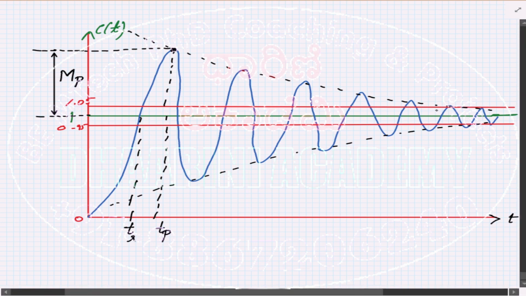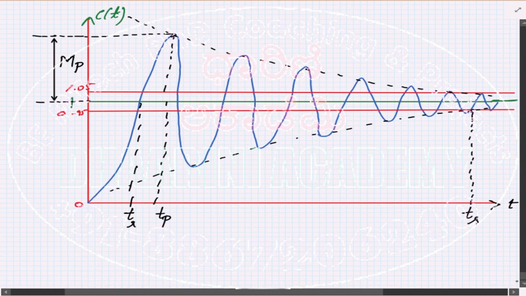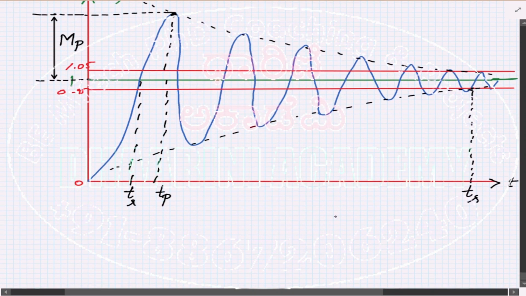Then we already have defined the parameter called the tolerance. When your actual output enters inside the tolerance band for the first time, enters inside and stays inside, that is called the settling time TS. So in order to design a second order system, the parameters which we have to use are these four. For a given system, we need to use these four parameters.